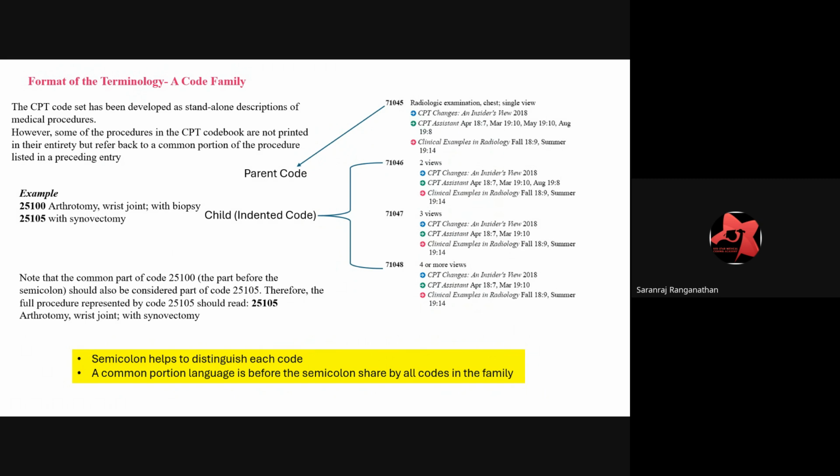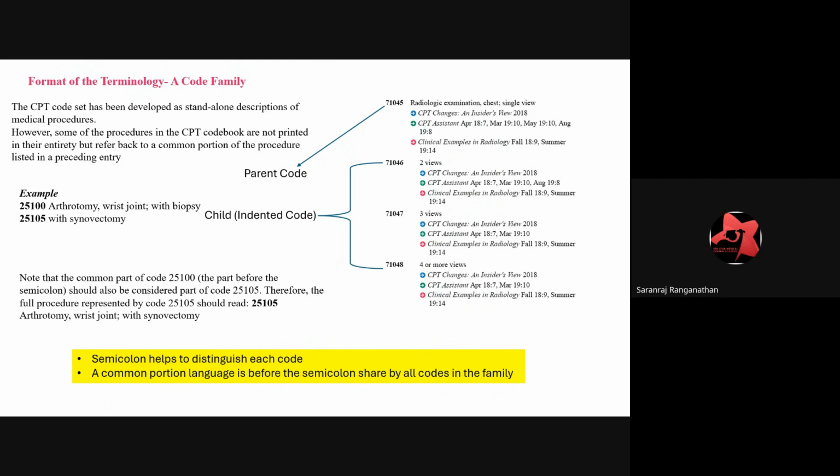There is one more example I provided here. Radiological exam: just a single view, 2 views, 3 views, 4 views. The 2, 3, and 4 views are the indented codes or child codes. The main code is the parent code. This is how I need to read and understand the format of the terminologies in the CPT code. We are good? Able to follow me? Do you want me to provide any more examples? We are good, right? Yes.